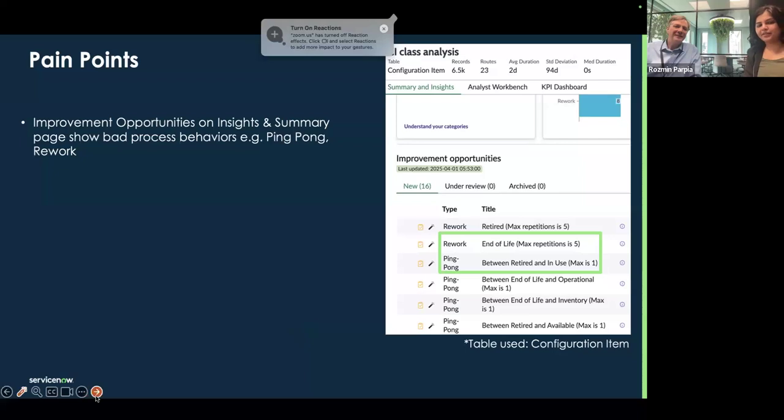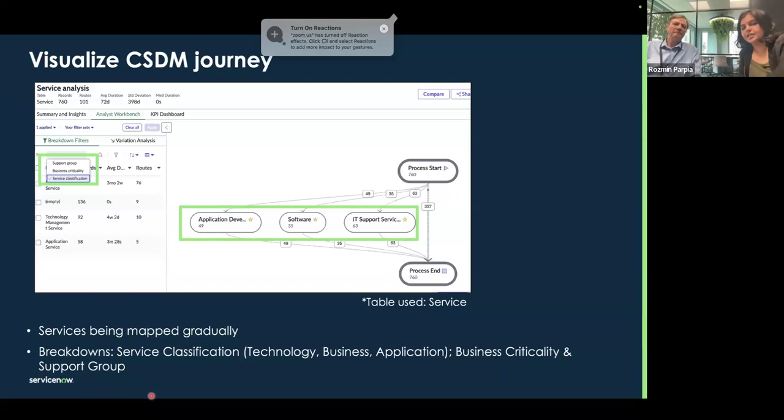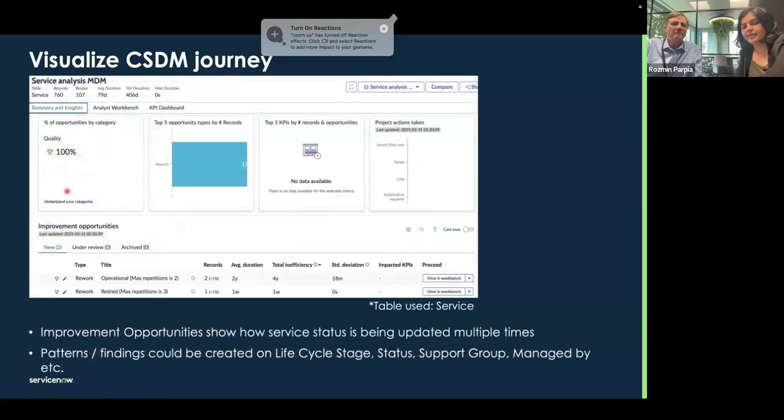So process mining would expose all these bad behaviors and patterns in your data. That's right. Then the next step is you have buy-in from your stakeholders and you implement CSDM. Yes. Then you gradually implement, not like a big bang. You can't really do anything big bang here. So in that era, you could then use process mining to visualize your services. Now I'm mining the service table here, and I can see how my CIs are being built gradually, and also my services being mapped here. So application service, technology service, and also my business services gradually being mapped.